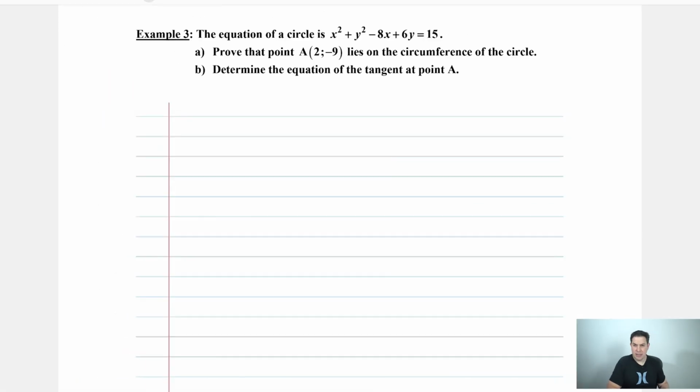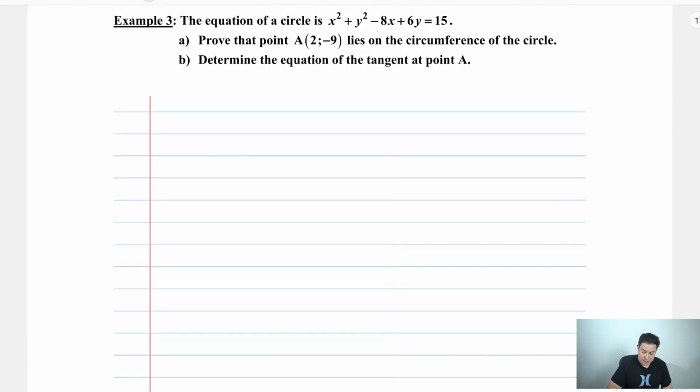In this video, we are looking at example 3 on page 217 of the Maths Handbook and Study Guide for grade 12. The question reads: the equation of a circle is x squared plus y squared minus 8x plus 6y equals 15. Take note, this hasn't been given to us in standard form, so we're probably going to have to complete the square to get the equation in standard form at some point in the question.